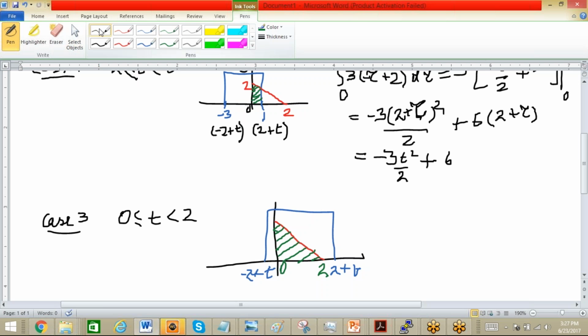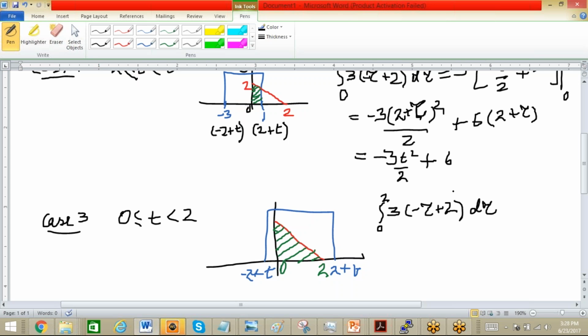Now, how can you do that? Simply go ahead and integrate from 0 to 2. Then you have f(t) and g(t), the same setup, that is 3 times of minus tau plus 2, minus tau plus 2, d tau.